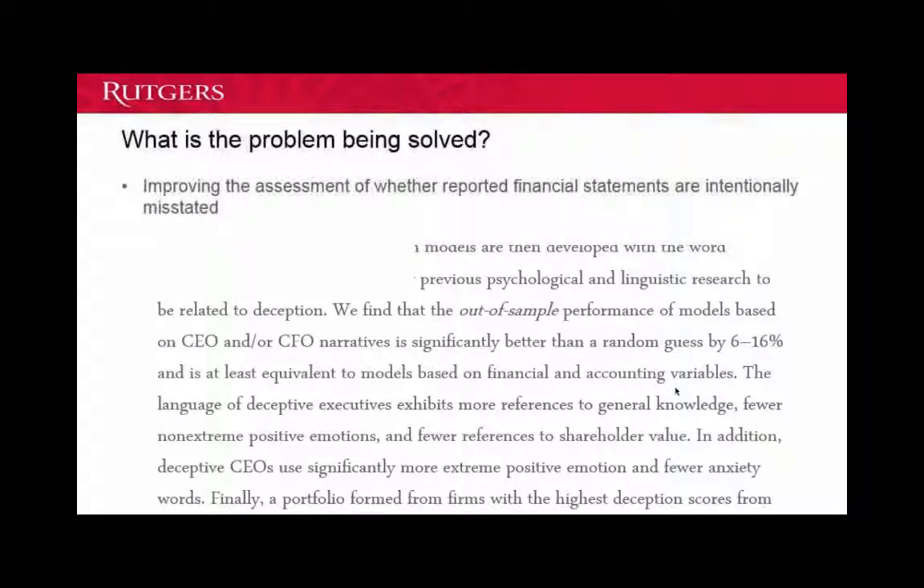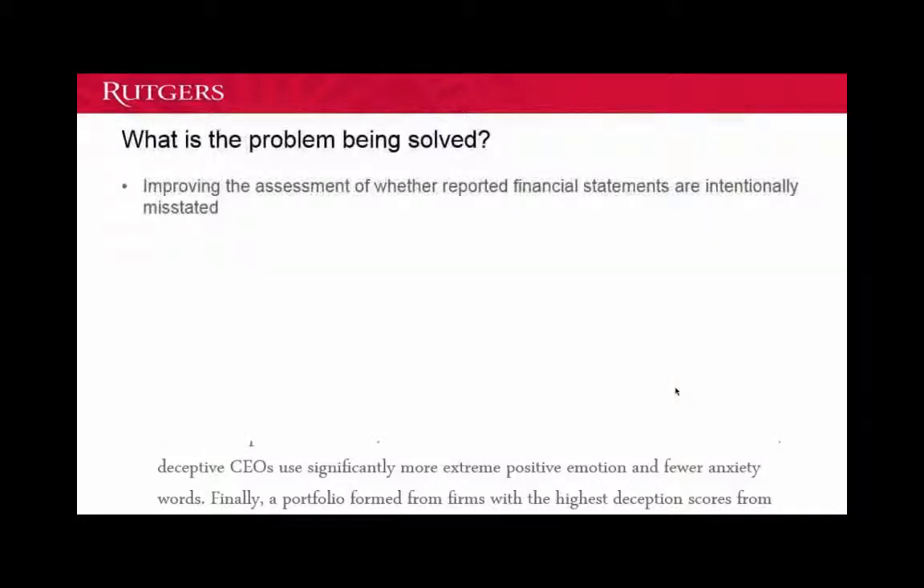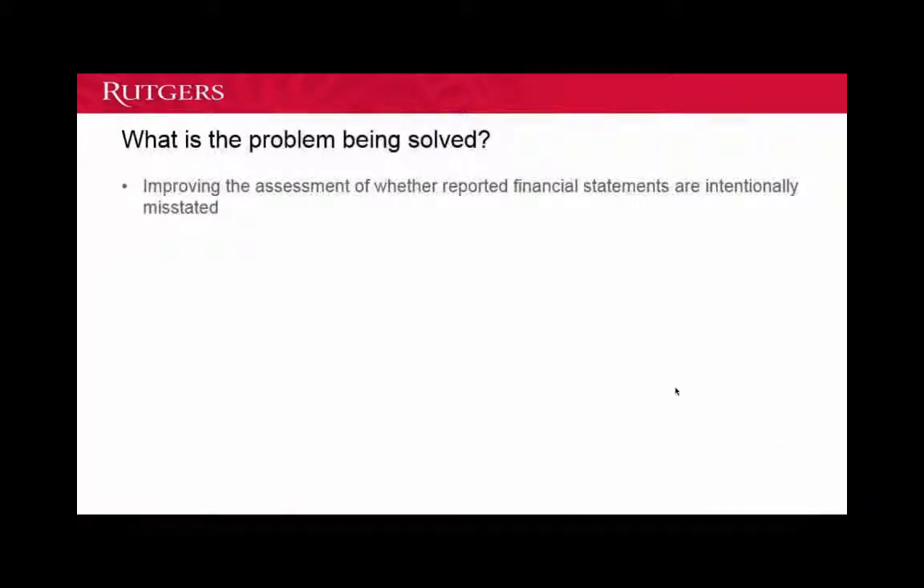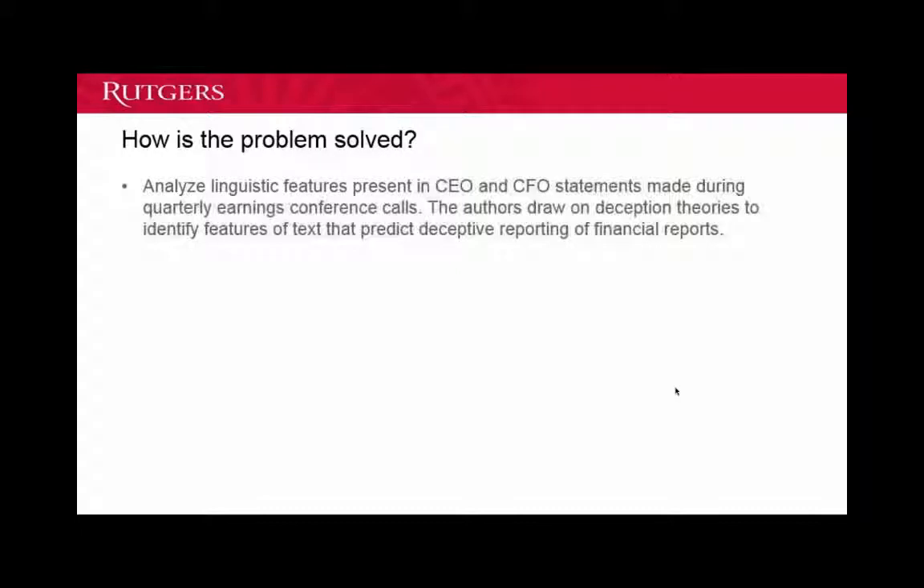They want to improve the assessment of whether reported financial statements are intentionally misstated. And what is their approach? They analyze linguistic features present in these quarterly conference calls. You have the CEO and CFO, and they want to see if their statements have deceptive cues. So in their speech, are they being deceptive? Is there anything that they can parse out of what they said? They can later let them predict whether the financial reports were deceptive or not.